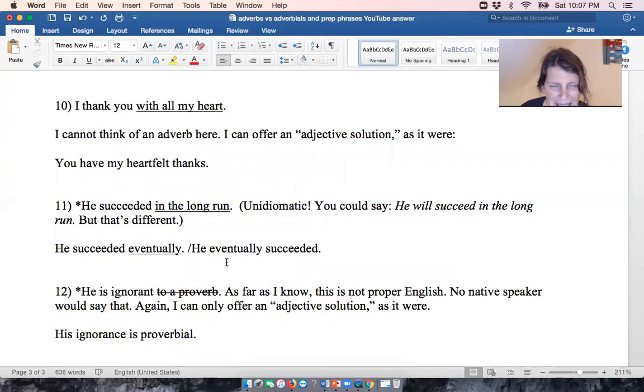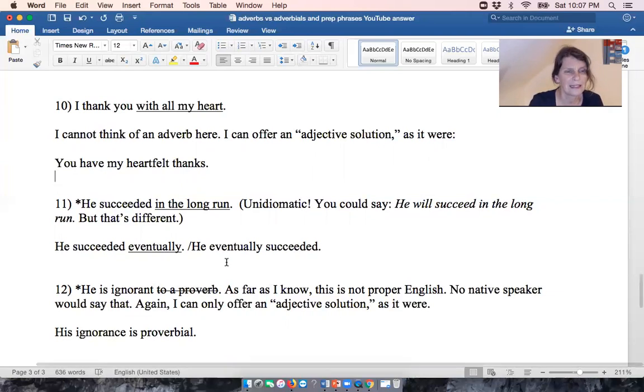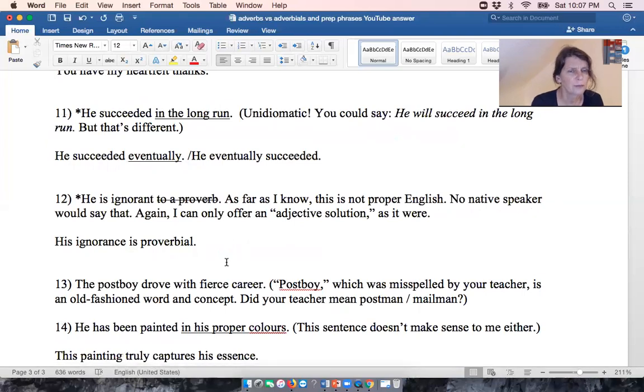"You will succeed in the long run" would be a sentence that sounds good to me. But anyway, "he succeeded eventually," or "he eventually succeeded," would be okay, I guess. "He is ignorant to a proverb" is bullshit, at least to my ears.